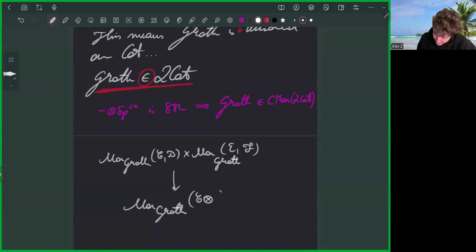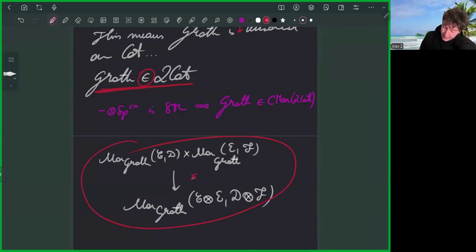In order to define the two-categorical structure, you would have to say that this is a symmetric monoidal 2-category, and in particular, you would have to construct such a map. That's the action of the tensor product on morphism categories.